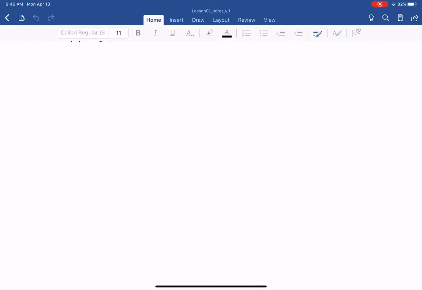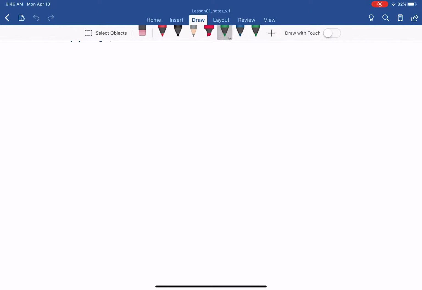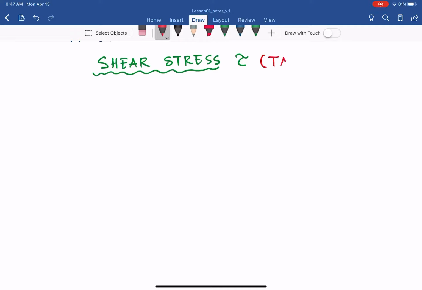Before we continue with this lesson, I suggest you practice worksheets 1C and 1D about the normal stress. So now the topic is shear stress. For normal stress, we call that sigma, and for shear stress, we call it tau.